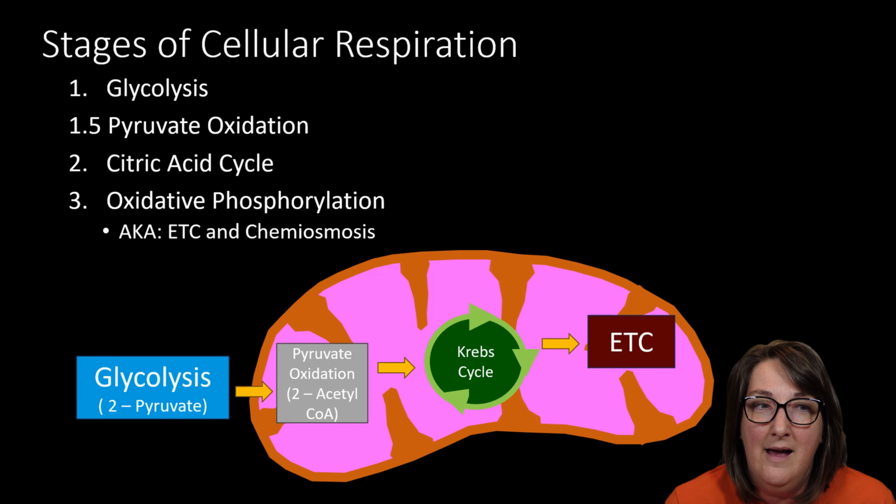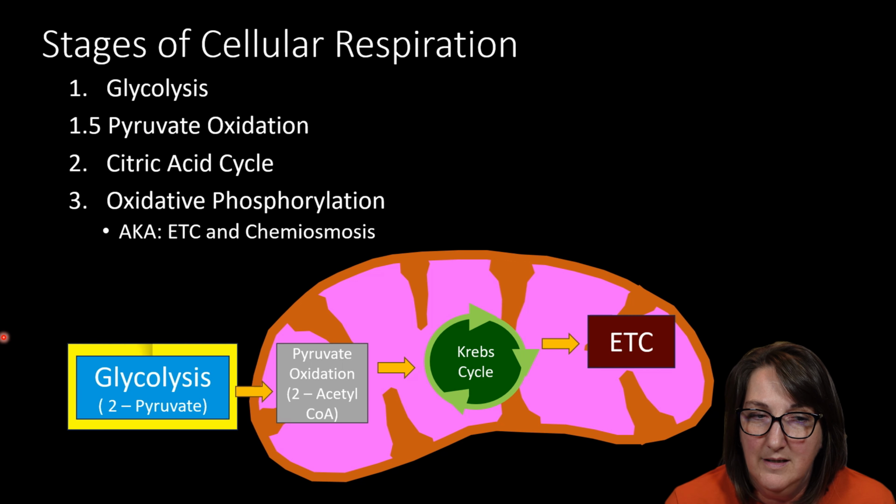All right, so I have 3 stages. One is a half stage, and this first stage we're going to talk about is glycolysis. So glycolysis is when I'm going to make 2 pyruvate. This happens outside of the mitochondria, so it's going to start in the cytosol. It's going to start breaking down glucose into 2 molecules of pyruvate. So I'm starting to break down small pieces of the sugar.